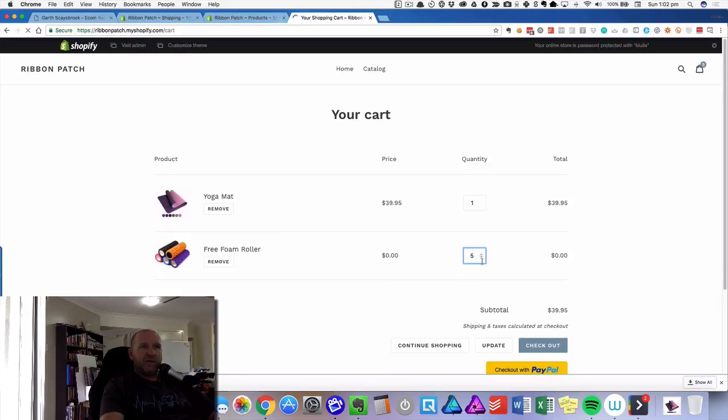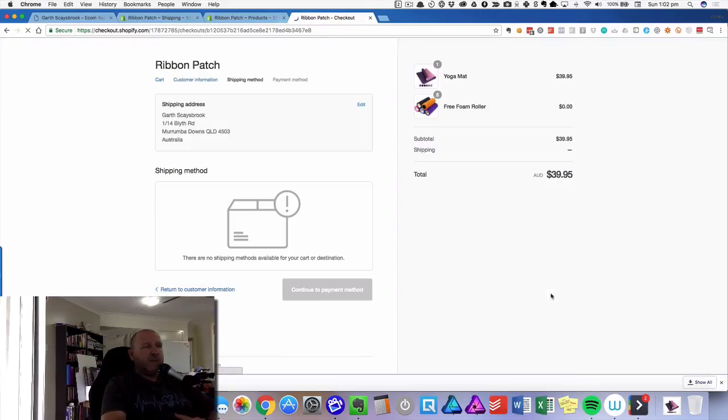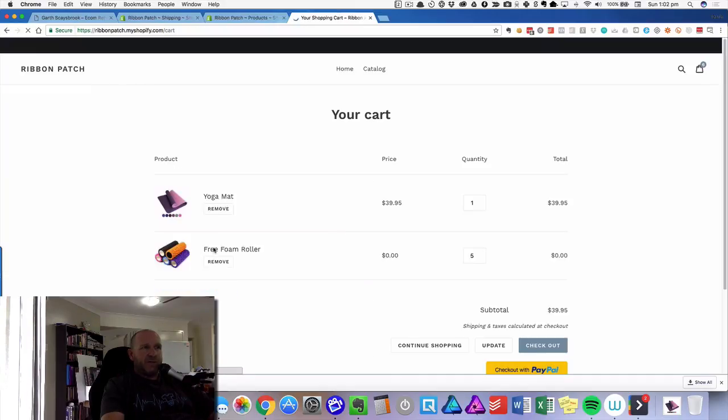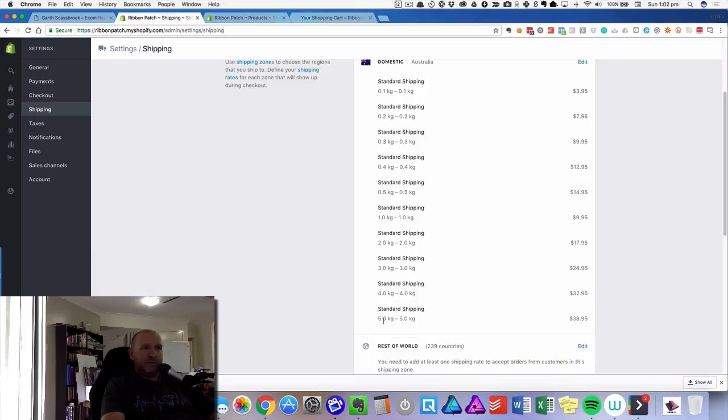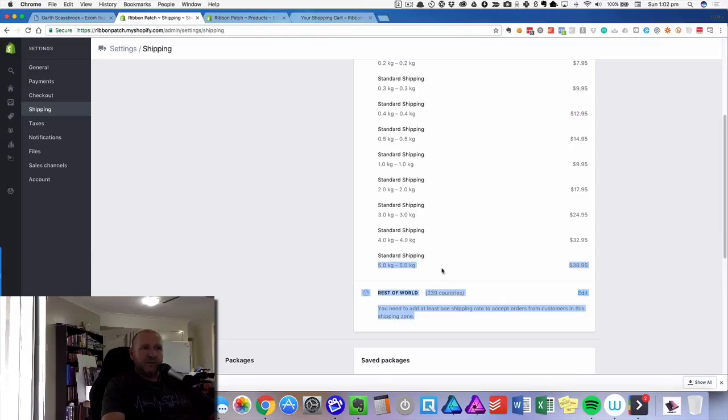So they go, well, you know, I'm going to get five. They go to checkout this time, and this time you'll notice it says there are no shipping methods available for your cart or destination, and as you can see, it's grayed out, they cannot continue to check out. And the reason for that is because we've set these free foam rollers at 1 kilo each, or 1 pound each. So therefore, it's 5 kilo or 5 pound, which means that we've hit our limit, because in our shipping, 5 kilo is the highest we go to, or if you're in the States, it'd be 5 pound, $38.95.